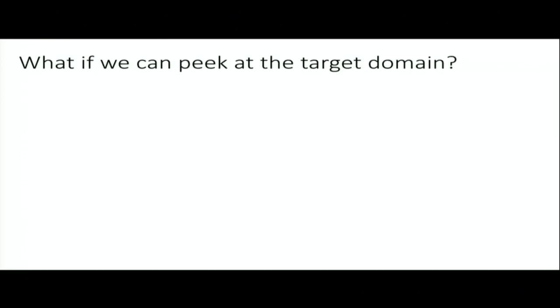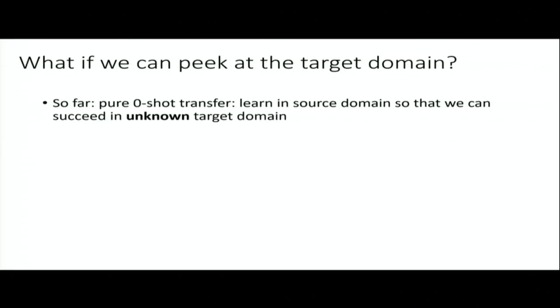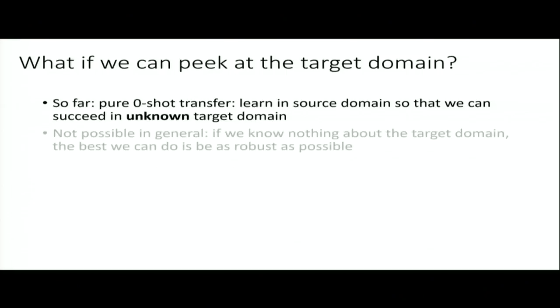Now, so far, we've talked about pure zero-shot transfer, where we have our algorithm learning in the source domain so that we can succeed in some unknown target domain. So for all these simulation to real-world transfer methods, they don't get to know anything about the real world. They're just given the simulator. We get to design the simulator. But then they have to succeed in the real world as soon as they're placed into it. This is, of course, in general not possible. So you can always pick a target domain that is so different from anything that you trained on that you just have no chance of succeeding.